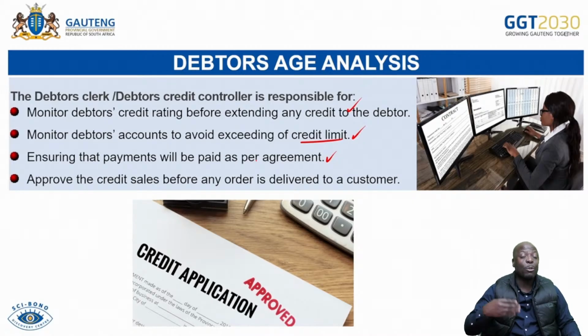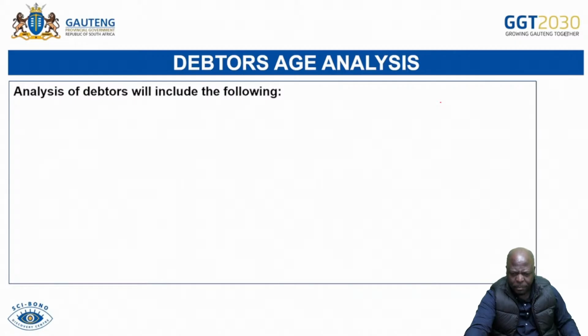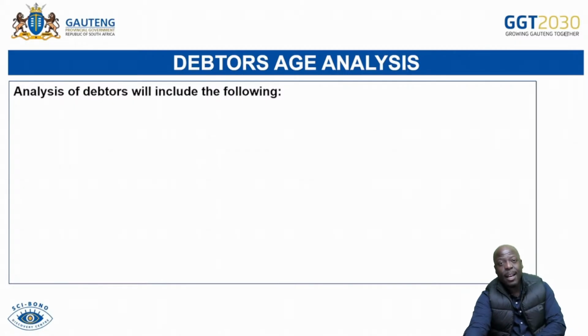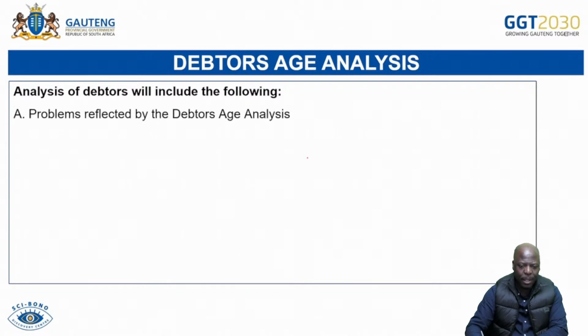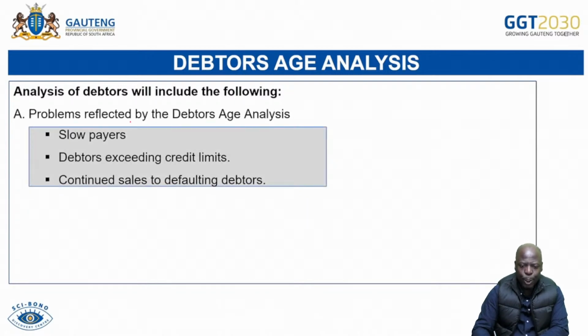It is the amount of days that we give our debtors to settle their accounts, and then approve credit sales before any order is delivered to a customer. Okay, so if we are to analyze, these are the areas that we look at. Number one, we look at slow payers.